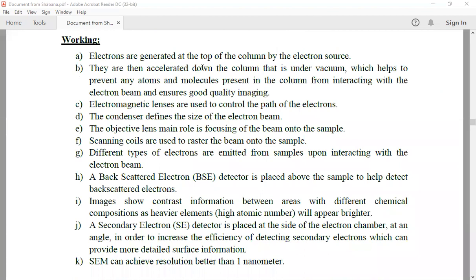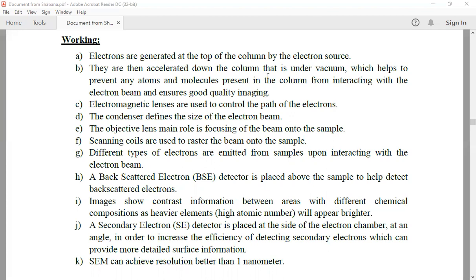The electrons are generated at the top of the column by the electron source. They are then accelerated down the column under vacuum, which prevents any atoms and molecules present in the column from interacting with the electron beam and ensures good quality images. Electromagnetic lenses are used to control the path of the electrons. Next, the condenser lens below that defines the size of the electron beam.